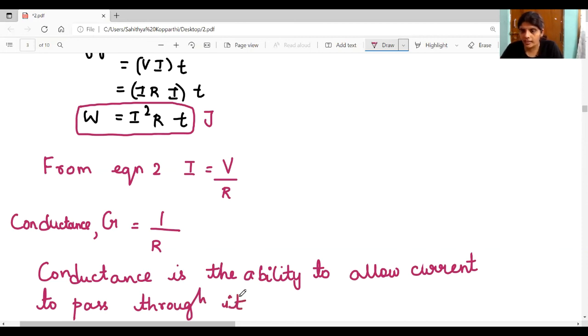Every conductor, whatever we are seeing, has its own resistance. Aluminum will have its own resistance, and the resistance of copper will be different from aluminum, and gold and silver, which are also metals, will be different.